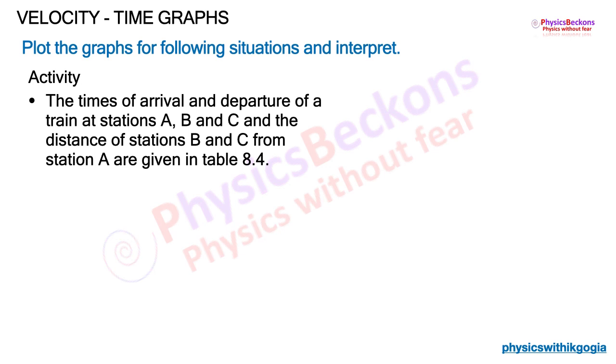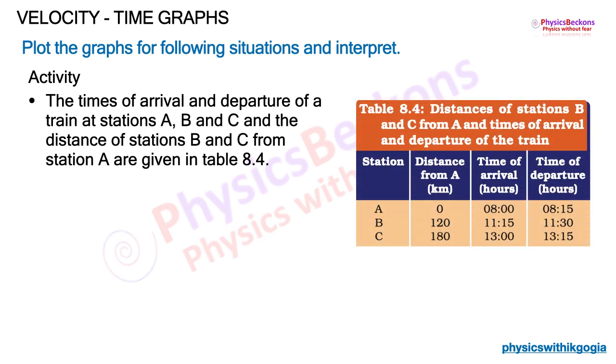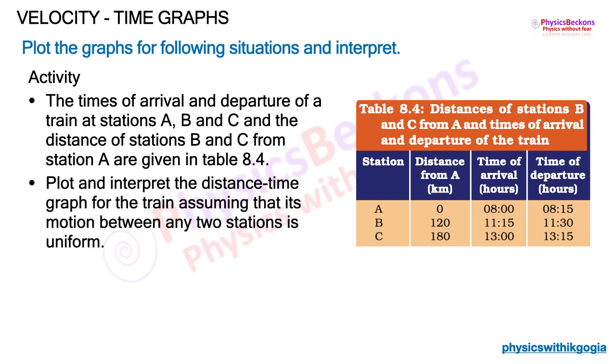Here is an activity. You have the time of arrival and departure of a train between stations A, B and C, and the distance of stations B and C from A in the table. You can plot the distance time graph and interpret the type of motion, that is, you can find out whether the motion has been uniform or non-uniform.